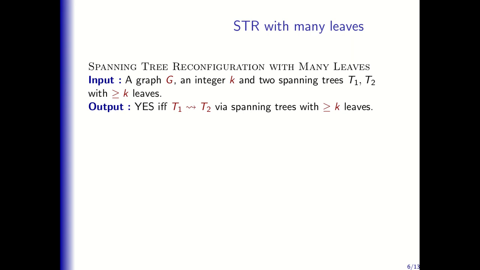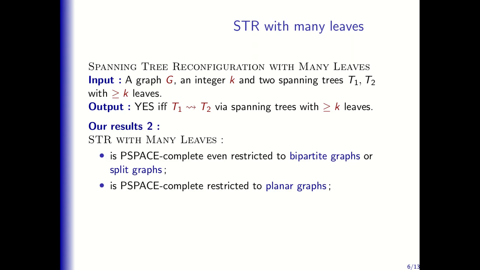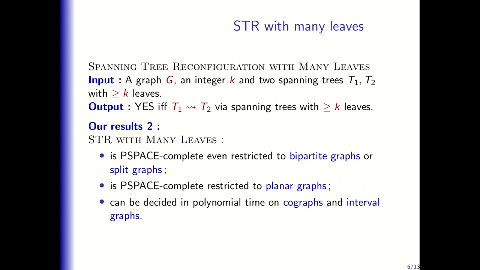And we also looked at what happens if we want spanning trees with many leaves. When we want at least k leaves, the problem is also PSPACE-complete, even restricted to bipartite graphs, split graphs or planar graphs. With 2 different reductions, we can prove that in these 3 graph classes the problem is PSPACE-complete. But we also provide some polytime algorithms, for instance on cographs and interval graphs for this problem.